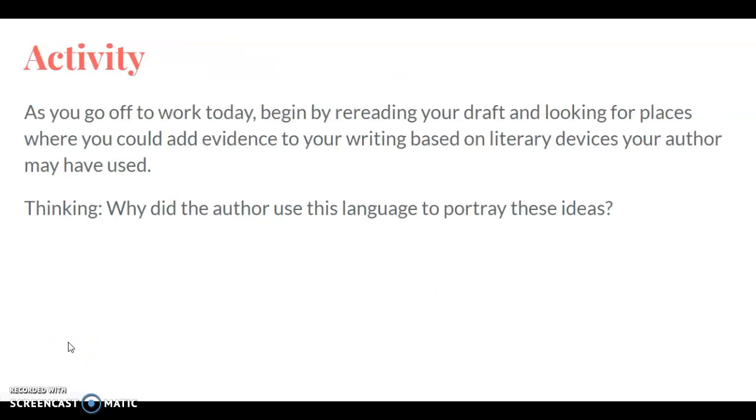So as you go off to work today, begin by rereading your draft from the past few days and look for places where you could add evidence to your writing based on literary devices your author may have used. Our thinking should be this: why did the author use this language to portray these ideas? You should be thinking, why did you write the way you did for certain parts of your literary essay?